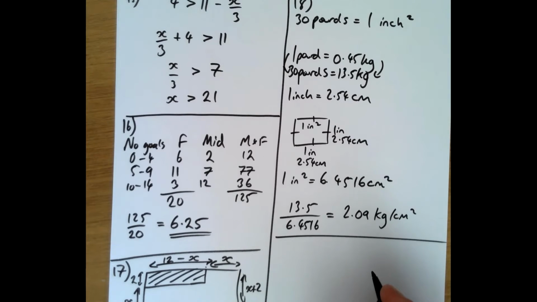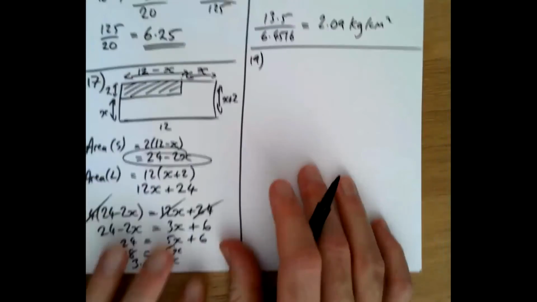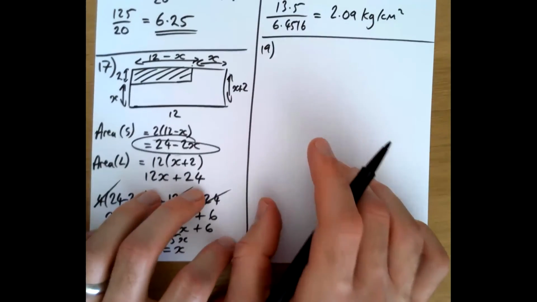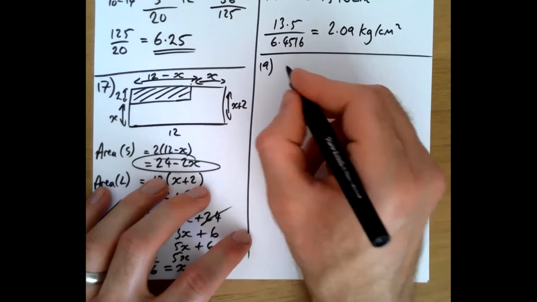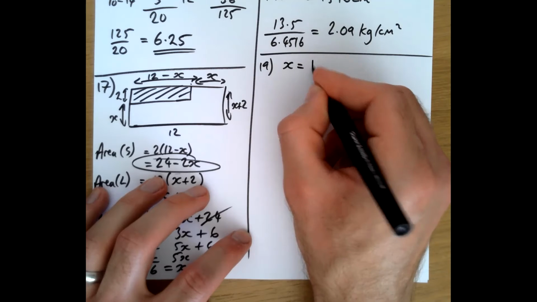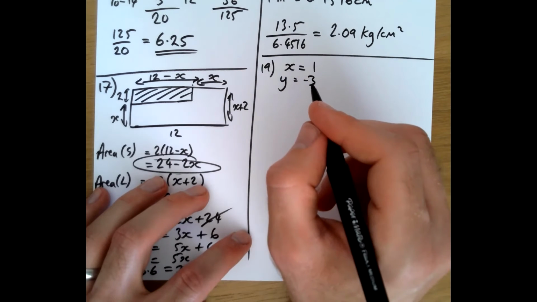Okay, where are we now? Number 19. Let's just move it up a bit. So number 19, we've got x is 1 and y equals -3. So let's write this down. X equals 1, y equals -3. Which pair of the inequalities describes a shaded region?